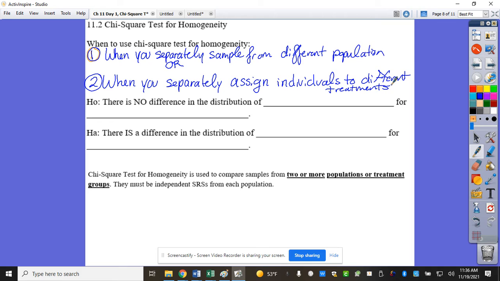There is no difference in the distribution of a categorical variable, or, did I write several or separate when I wrote it on the 4-step? Different. Okay, I just want to write it the same way. Different populations or treatments. And then same thing filled in here because it's is instead of it's not.